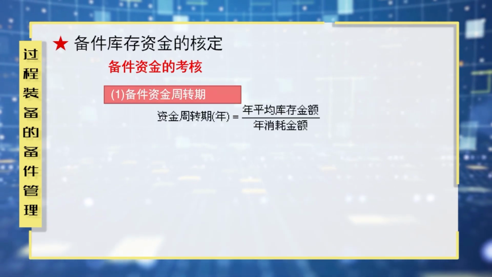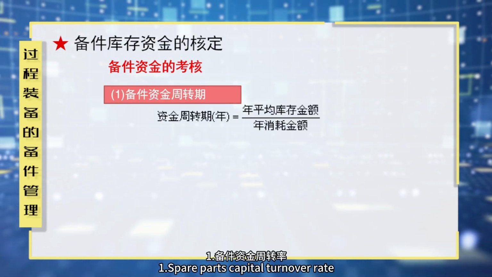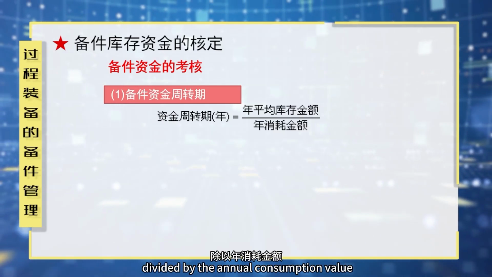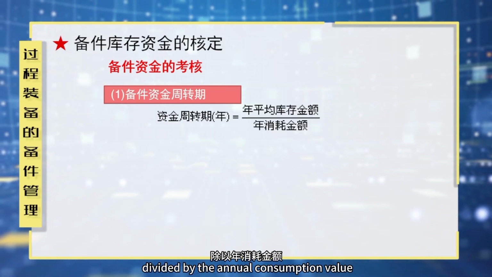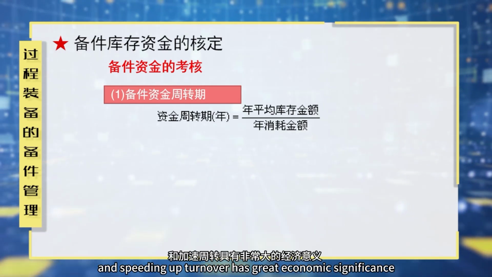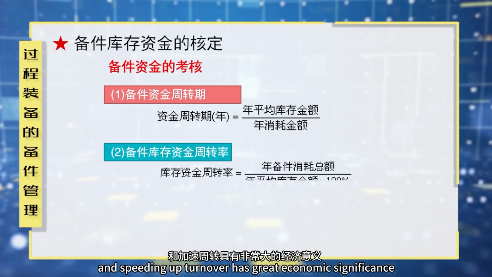This is generally considered through the following parameters. First, spare parts capital turnover rate. It is the average annual inventory value divided by the annual consumption value. Reducing the occupancy of spare parts funds and speeding up turnover has great economic significance.